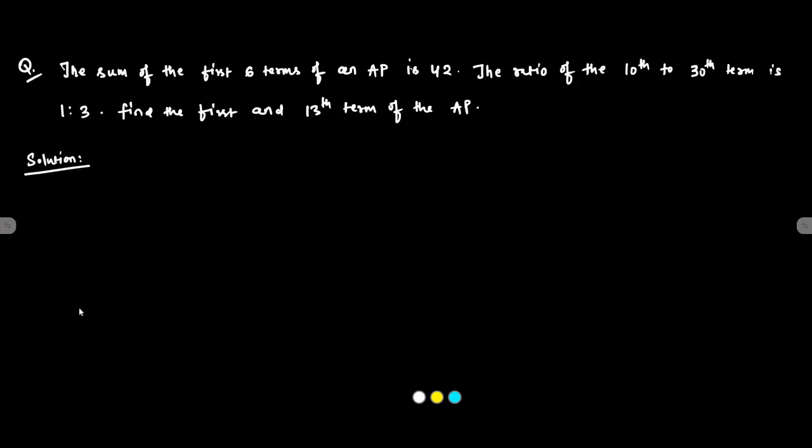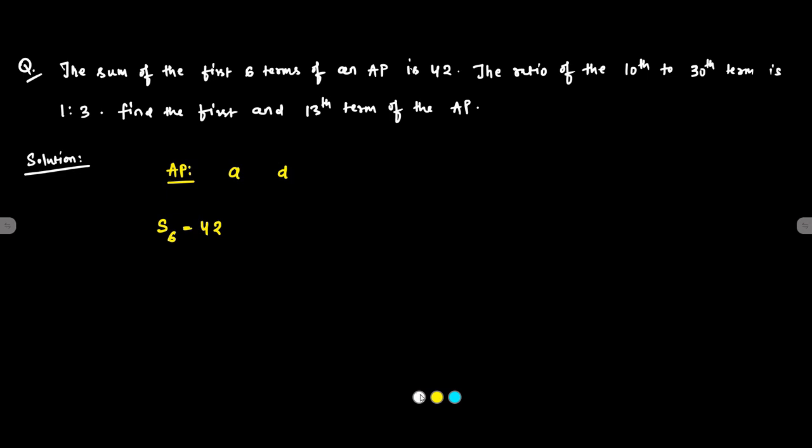So here is another question on sum of n terms of an AP. It is given the sum of the first 6 terms of an AP is 42, and the ratio of the 10th to 30th term is 1:3. Find the first and 13th term of the AP. Okay, so here for this AP, let's say, again using the general convention, let's say the first term is A and the common difference is D. It is given that the sum of the first 6 terms of the AP is 42.